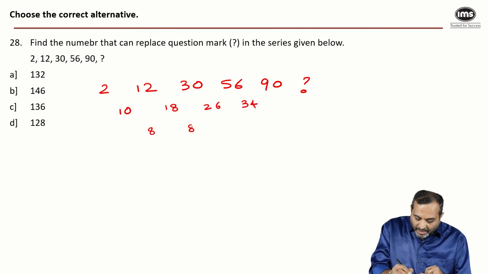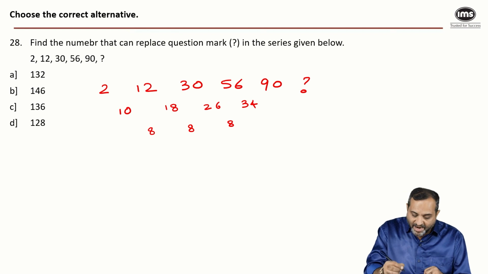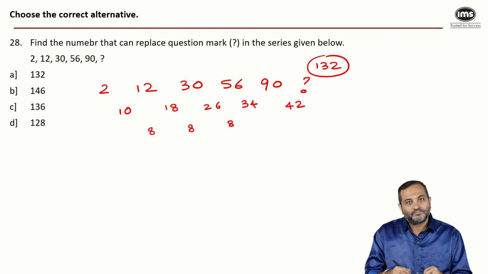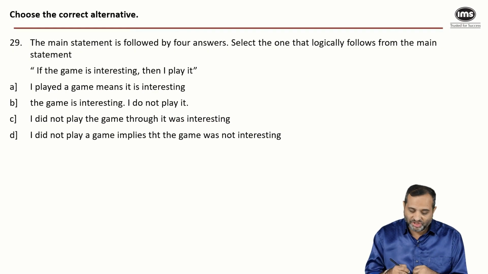8, 8, 8. That means the next difference has to be a 34 plus 8, 42. Hence my answer is 90 plus 42, 132. Which option? Option A.